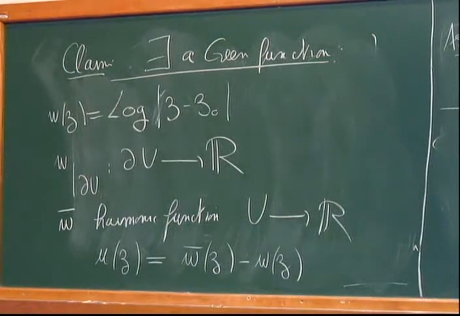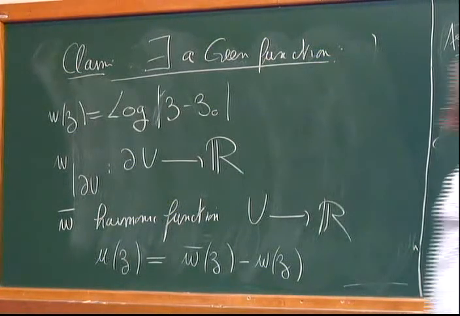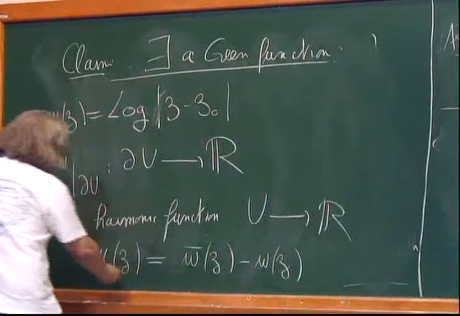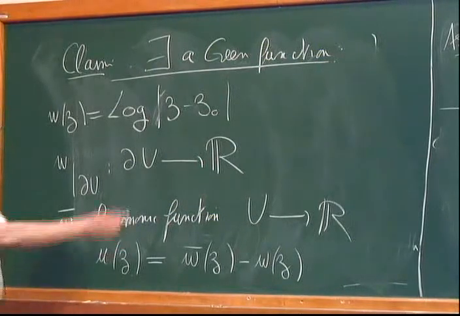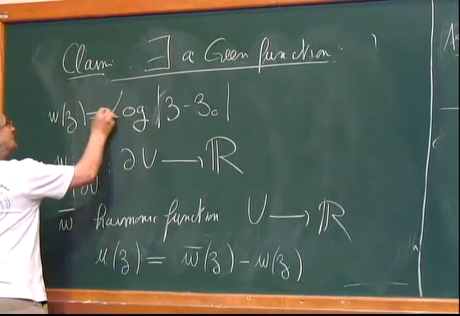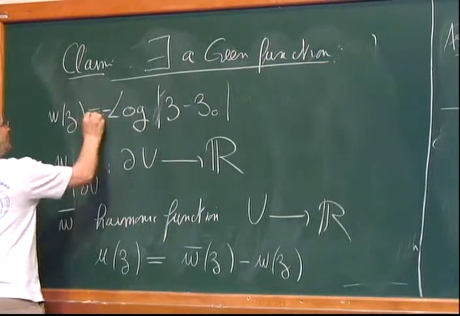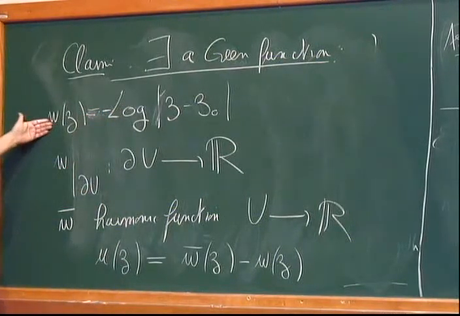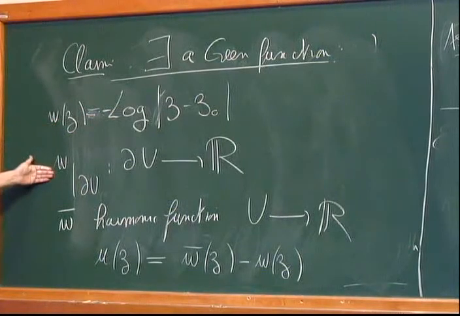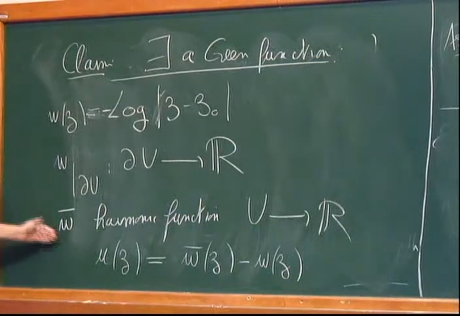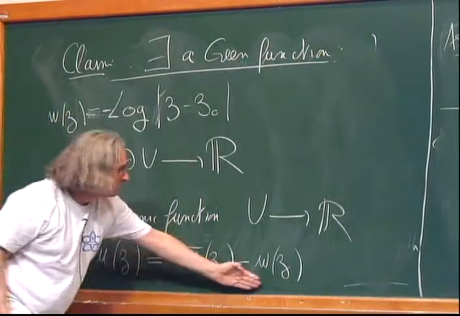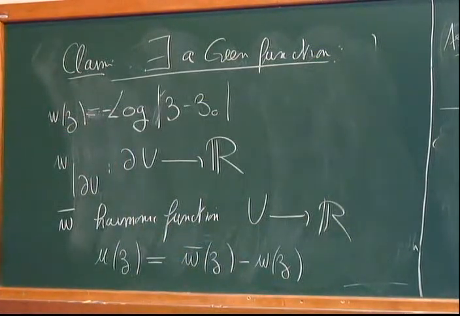In the neighborhood of Z0, my function u, okay, sorry, minus here. Okay, take this function, harmonic function, away from Z0, restrict it to the boundary, extend it harmonically. Define the function u as w bar minus w. This function u is defined everywhere except Z0.